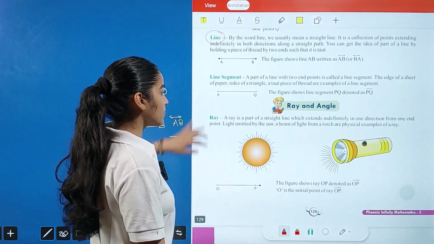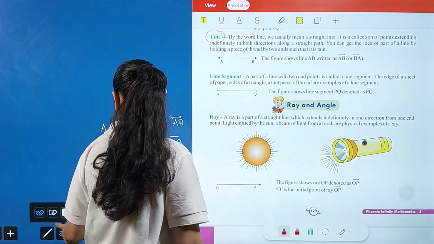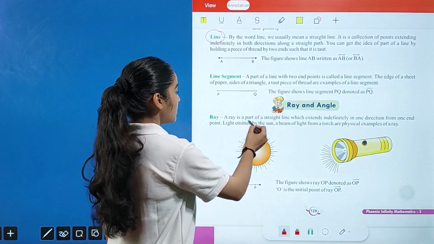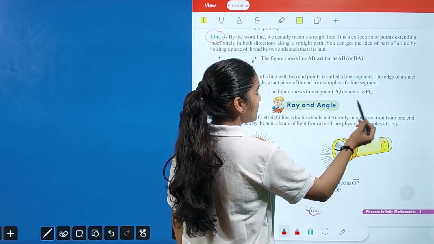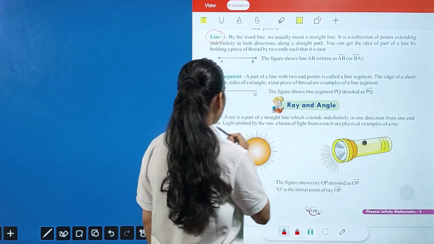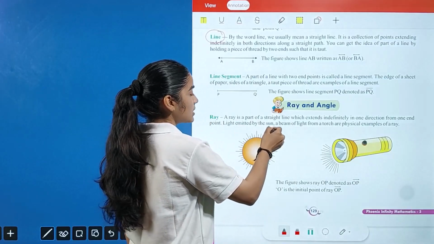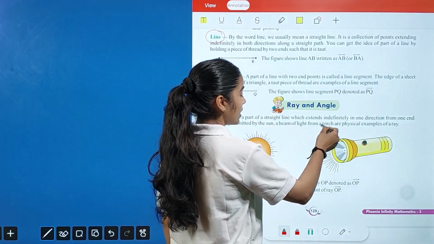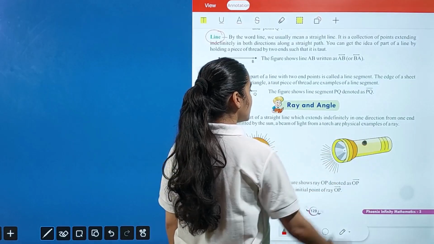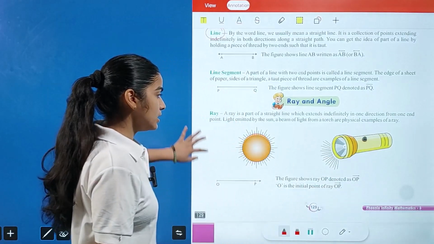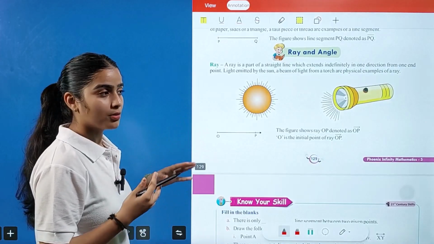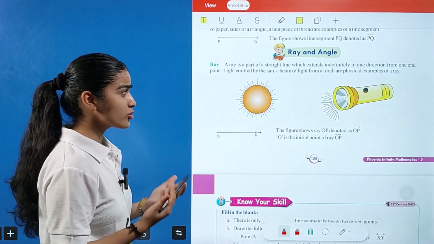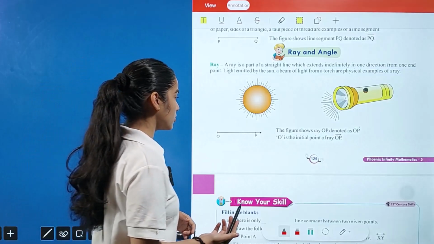Now we are going to learn about ray and angle. First we have ray. A ray is a part of a straight line which extends indefinitely in one direction from one endpoint. Light emitted by the sun, or a beam of light from a torch, are physical examples of a ray. If you want to see a physical example, you can see the sunlight, or use a torch in a dark room, and then you are able to see rays.